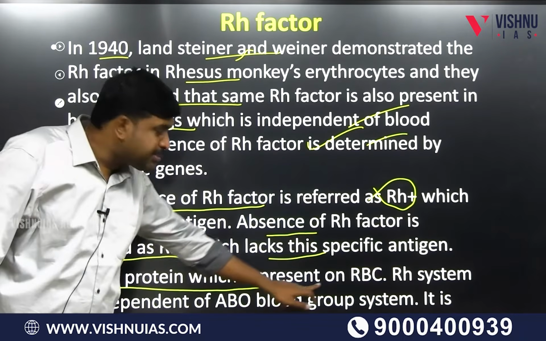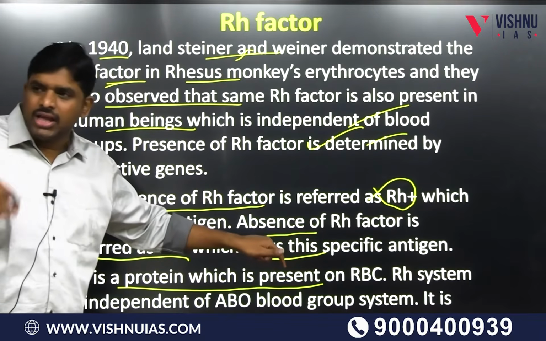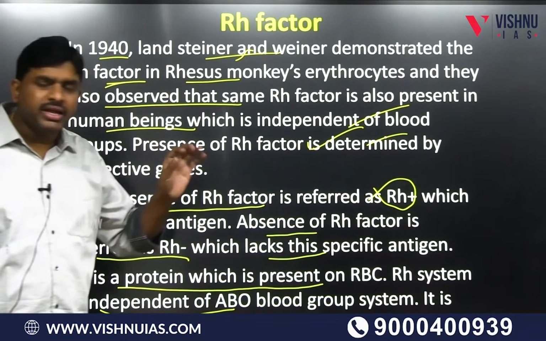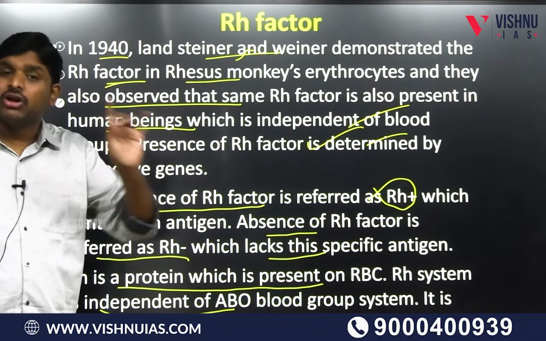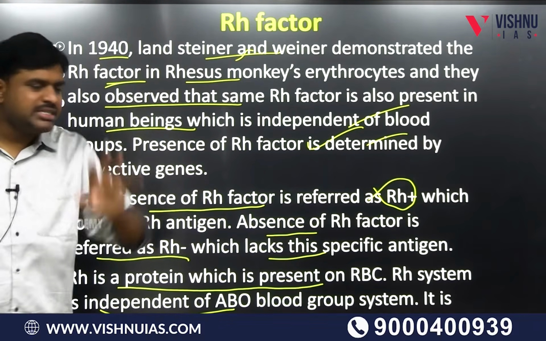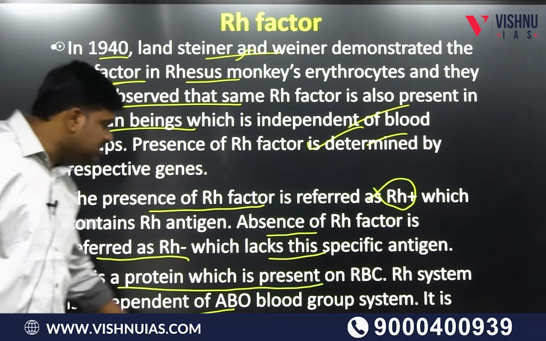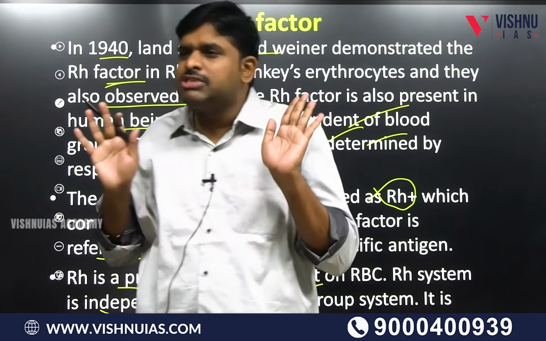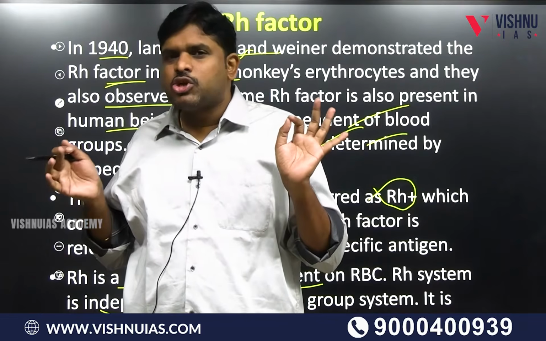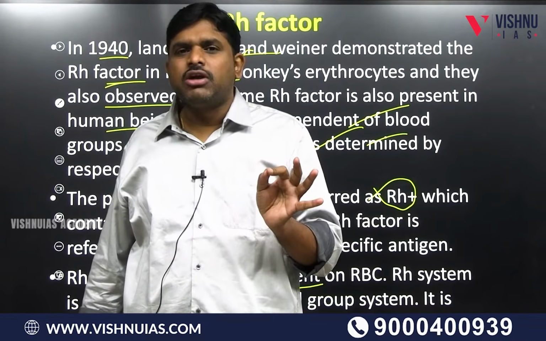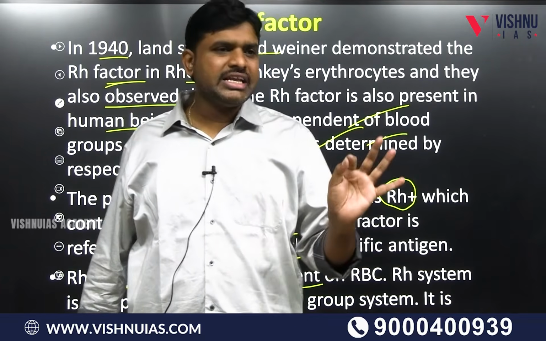Rh is a protein which is present on RBC. It will sit on the RBC. As I told in the beginning, the Rh system is not on lymphocytes, it is present on erythrocytes. Rh is a protein sitting on RBC. It is dangerous if there is Rh incompatibility. Only one situation is very, very dangerous, presence of Rh or absence of Rh. That particular situation is called Rh incompatibility.